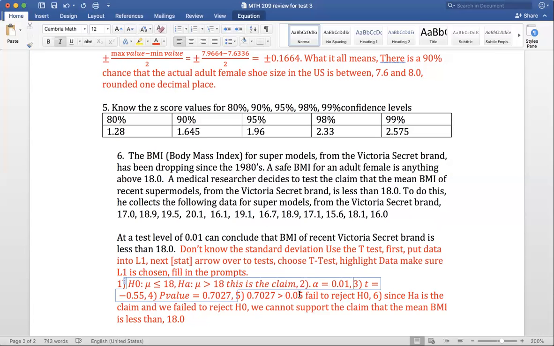0.7027 is greater than 0.05. So since the p-value is greater than the level of significance, we fail to reject H0. Since HA is the claim and we fail to reject H0, we cannot support the claim that the mean BMI is less than 18.